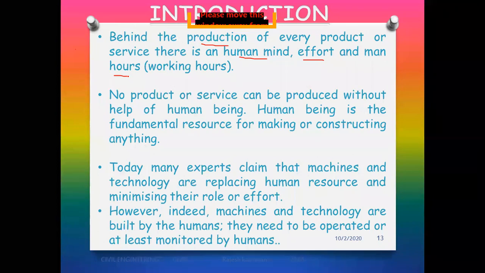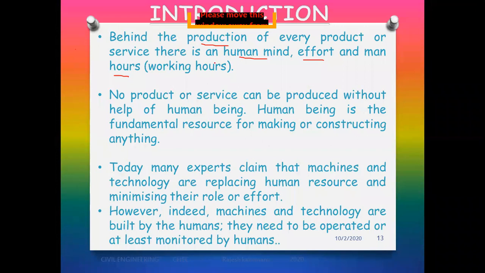Where does all this happen? In some production house, right? So every product or service is done in a production place by making use of human mind, effort and working hours. So no product or service can be produced without the help of human being.